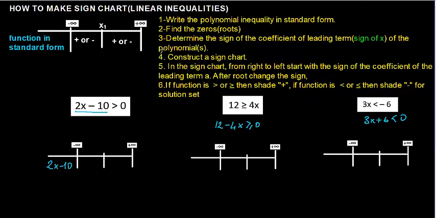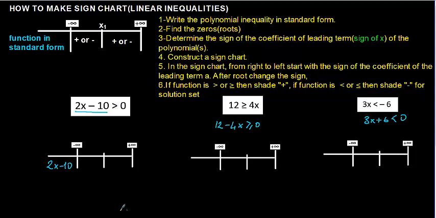Okay, let's continue with the first question, and we are going to find how to solve the linear inequality. First, 2x minus 10 is greater than 0, it is given. This is the question, and we are going to solve this one by using the sign chart. Step one: write the polynomial inequality in standard form. It's already in standard form.